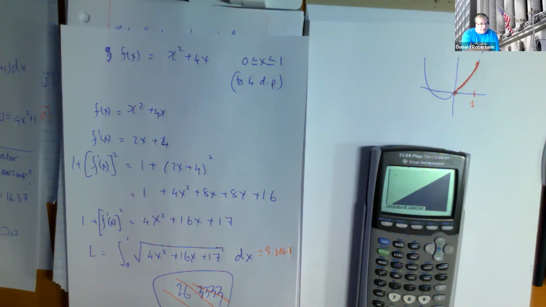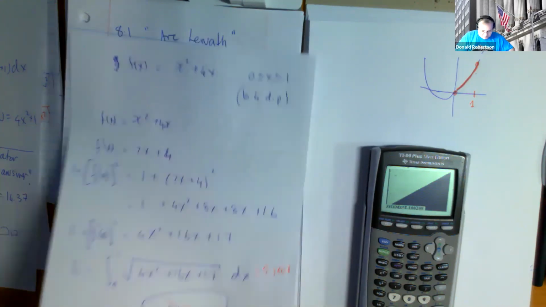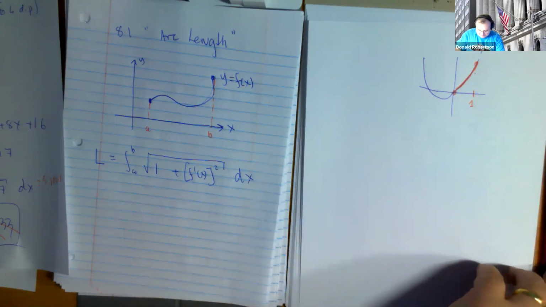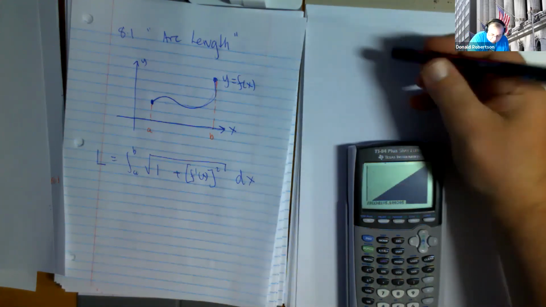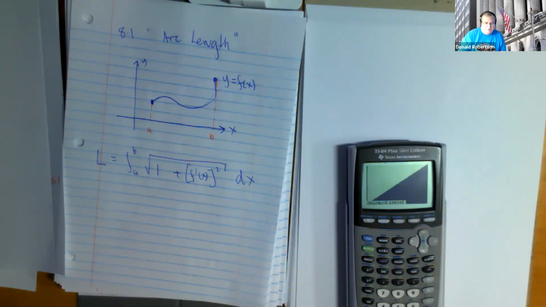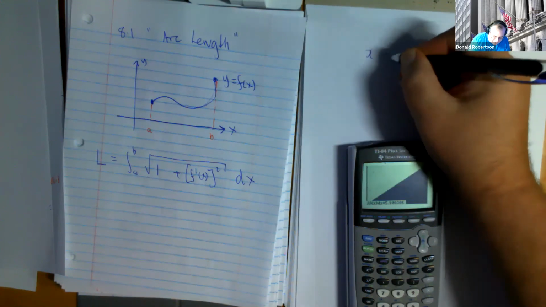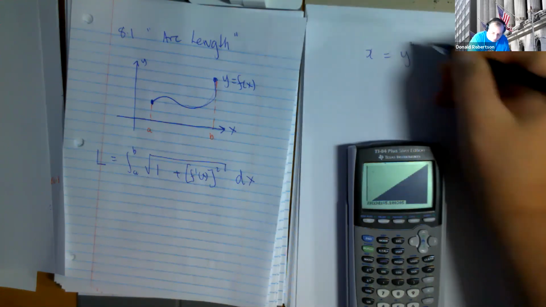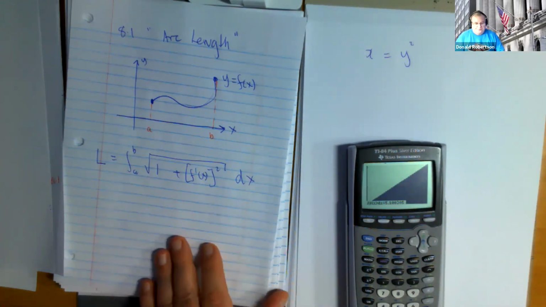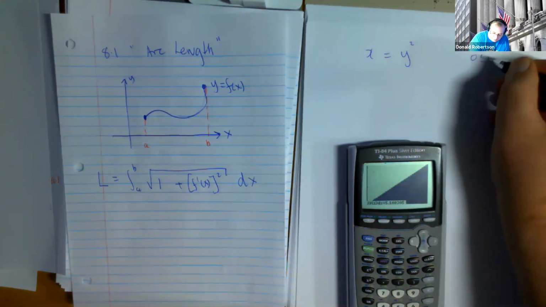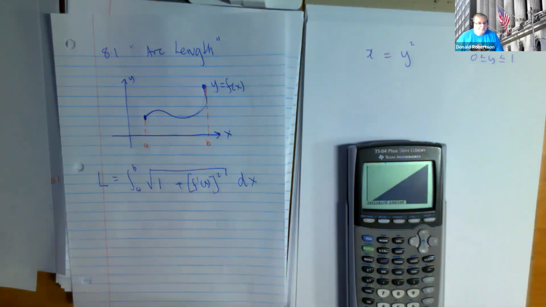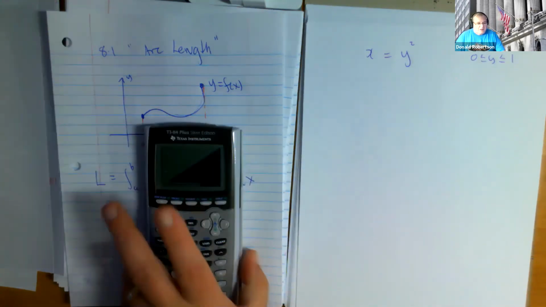Are we good? Right. Got time for one quick, very quick question. Let's do it the other way. x equals y squared, and y is going to go from 0 to 1. I'd like to get the arc length.